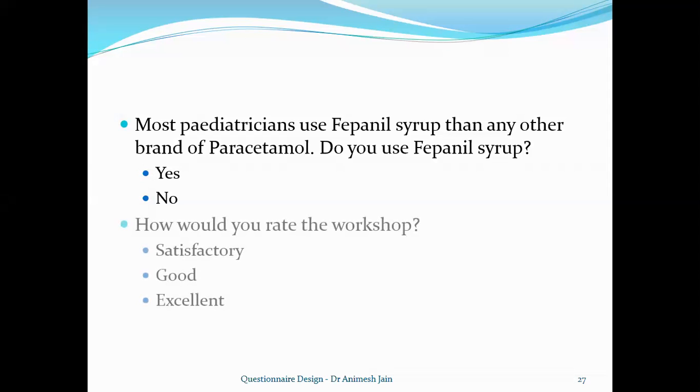Or I say, how would you rate the workshop? Satisfactory, good, or excellent? Now I've already given you a biased question. That means I've not given you a response where you can say poor or unsatisfactory. So these are all examples of bias.